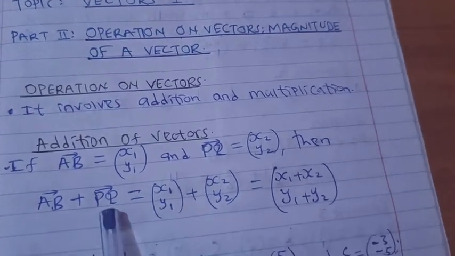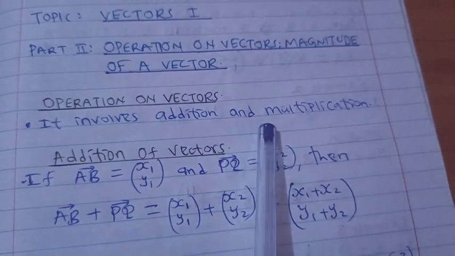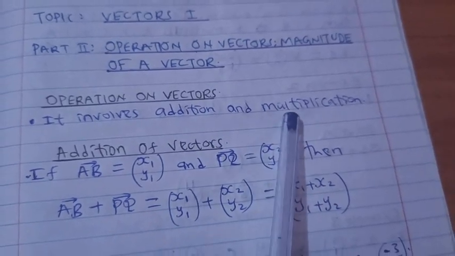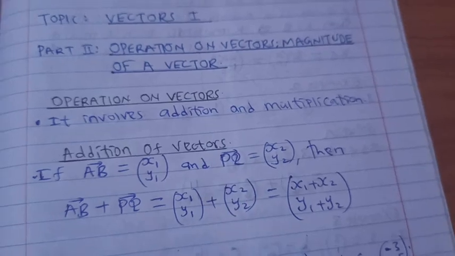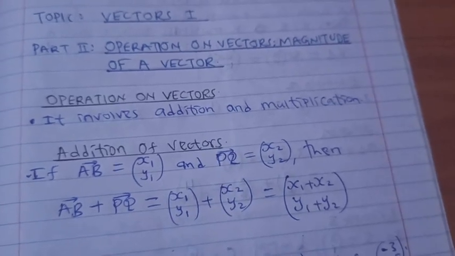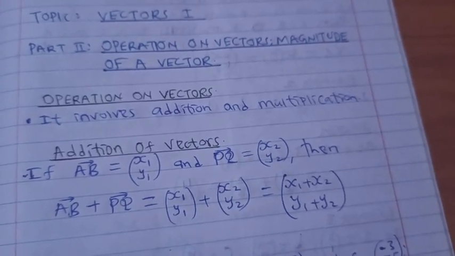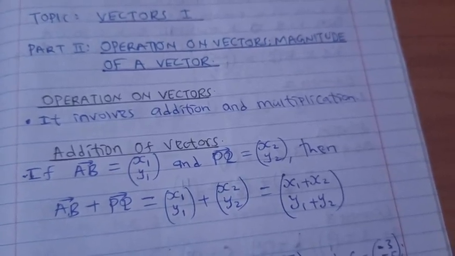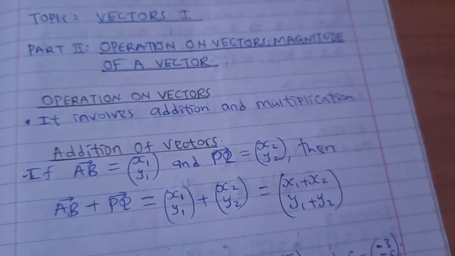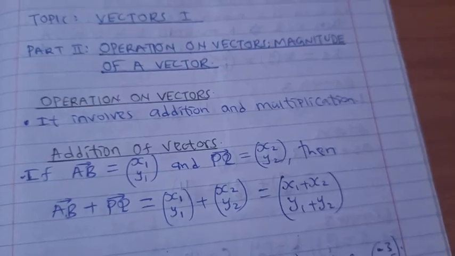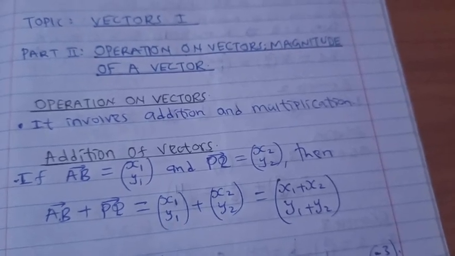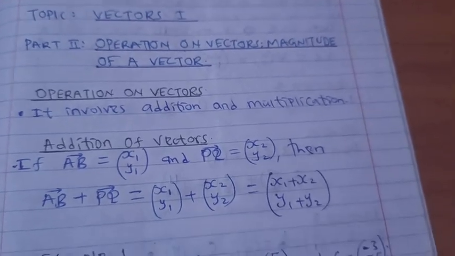Operations on vectors involve addition and multiplication. In this case, we usually talk about addition because subtraction would be part of addition, and multiplication will be involving both multiplication and division, because if I want to divide a number by 2, I can instead multiply it by 1/2.